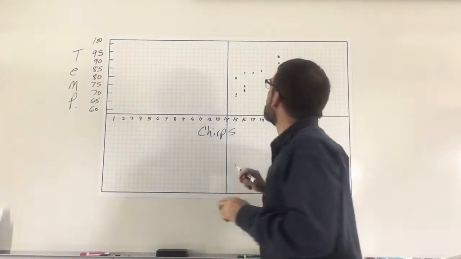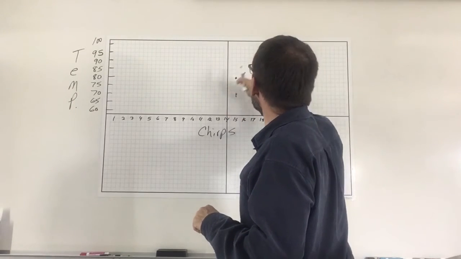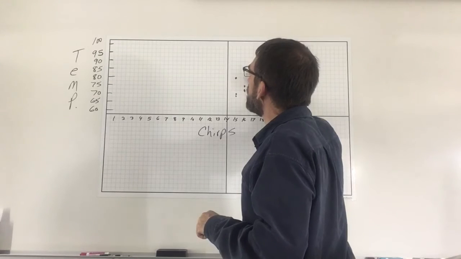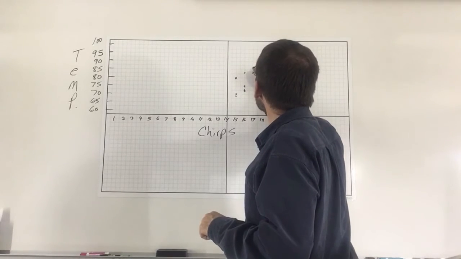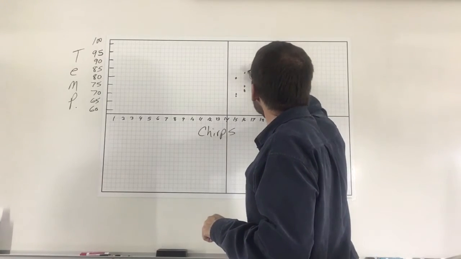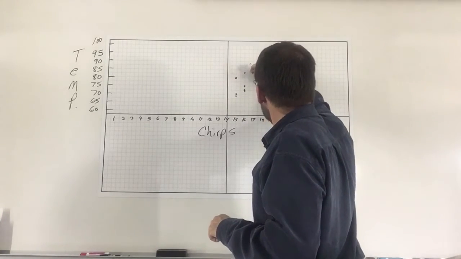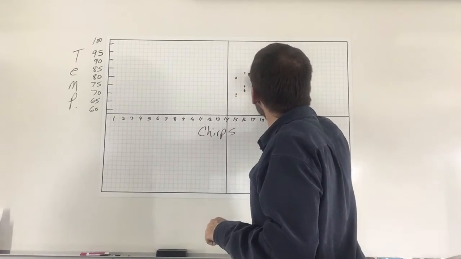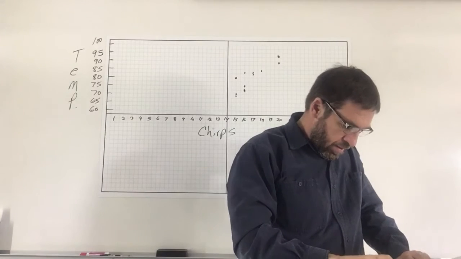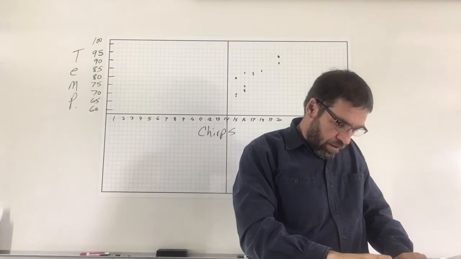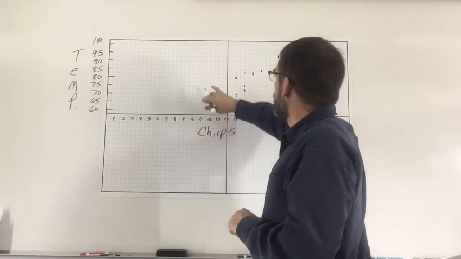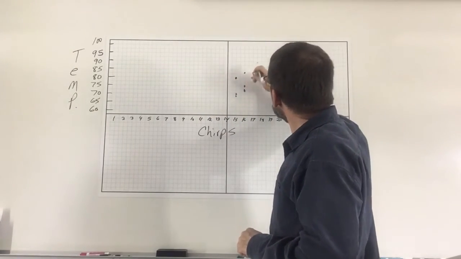83, he made 17. So we went 83. He made 17. We got one dot there already, so I guess we'll put another one right there. No, 83. He made 17. I'm going to put it right there beside him. Those two there are right side by side. And then we got 81. He made 16 chirps.